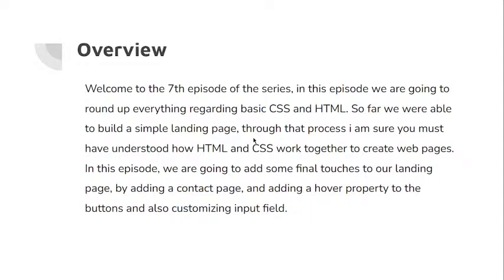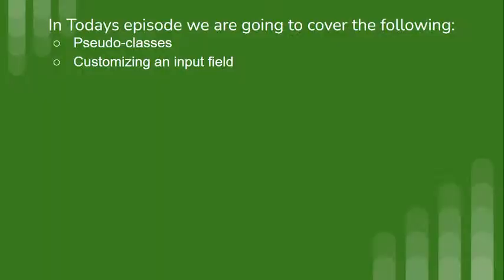In this episode, we are going to round up everything regarding basic CSS and HTML. So far, we were able to build a simple landing page. Through that process, I'm sure you must have understood how HTML and CSS work together to create web pages. In this episode, we are going to add some final touches to our landing page by adding a contact page, adding a hover property to the buttons, and also customizing input fields. So in today's episode, we are going to cover the following: pseudo-classes and customizing an input field.